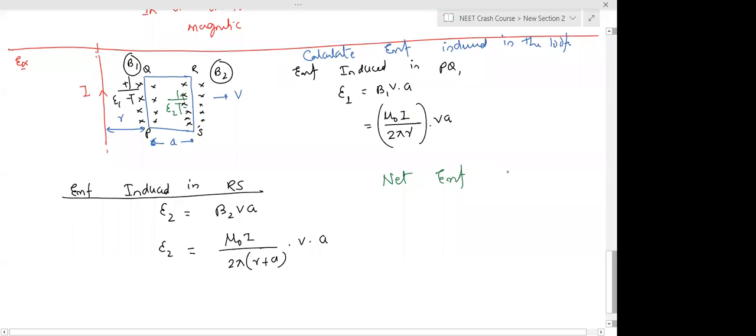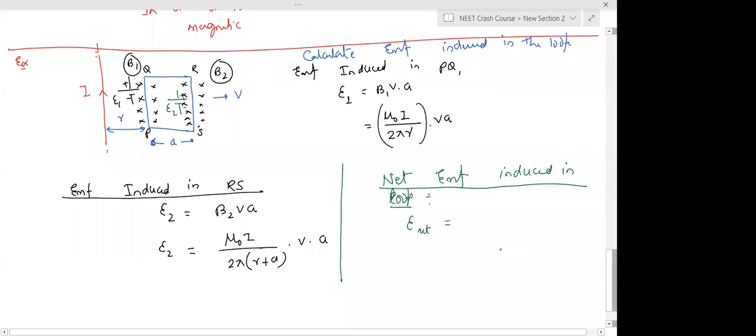So a question can also come like this: what is the direction of current in this loop? Is it clockwise or anti-clockwise? Yes, Vyom. What is the direction of current here? Clockwise or anti-clockwise? Okay, he is not here. Very nice. So it will be clockwise.